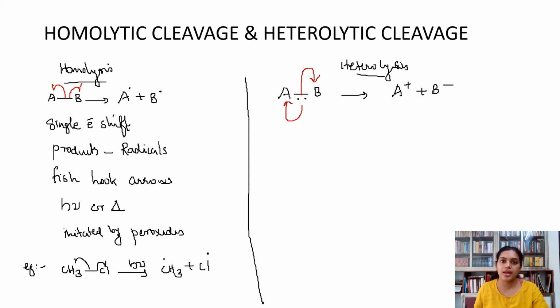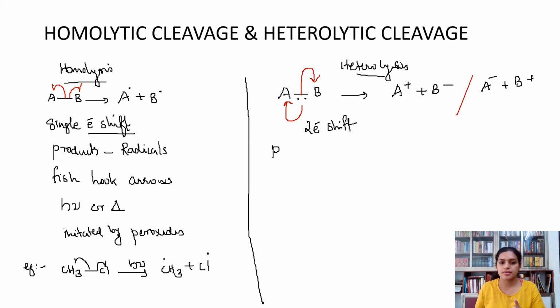That depends upon the polarity of the bond. Whichever atom is more electronegative, the electrons normally move towards it. So suppose A is more electronegative than B, then it will not be like the earlier case. Species will be like this, A minus and B plus. Okay, so this involves two electron shift. In homolysis it was single electron shift, and in heterolysis it is two electron shift.